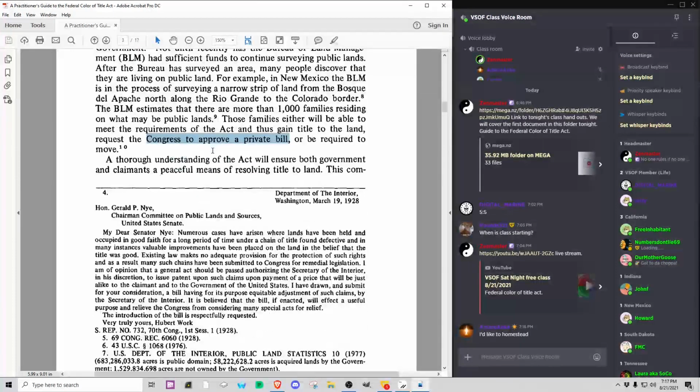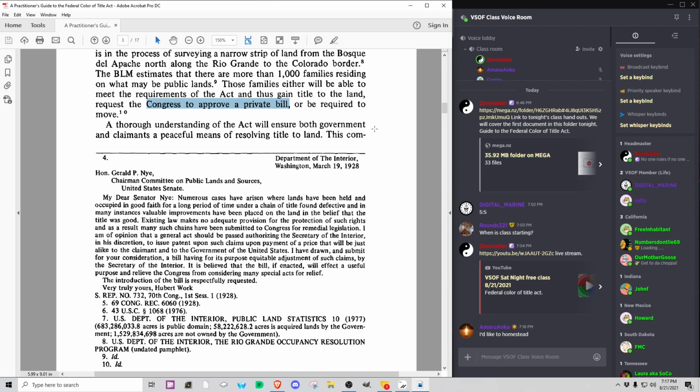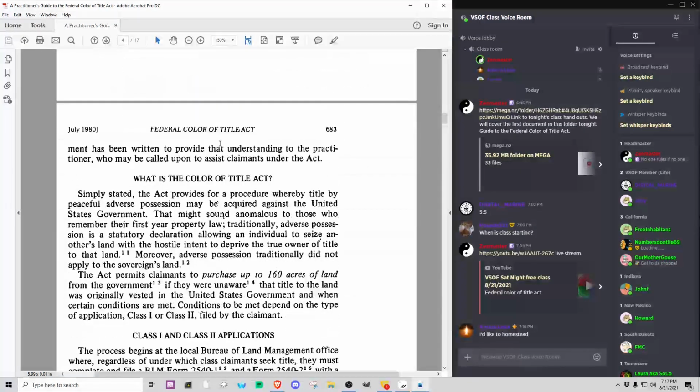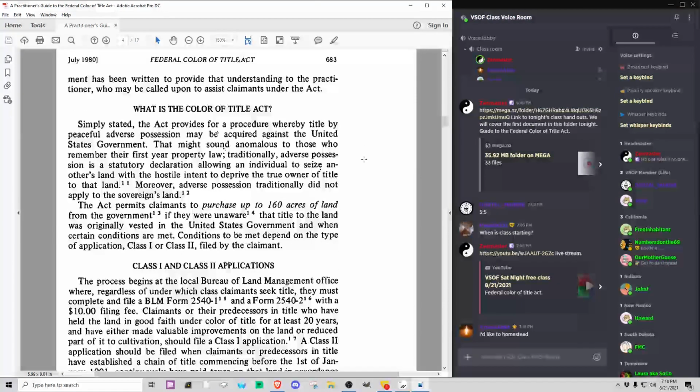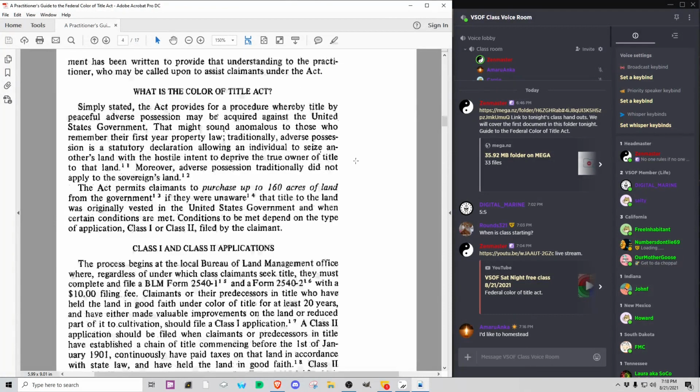Okay, so to continue, a thorough understanding of the act will ensure both government and claimants a peaceful means of resolving title to land. This comment has been written to provide that understanding to the practitioner who may be called upon to assist claimants under the act. What is the Color of Title Act? Simply stated, the act provides for a procedure whereby title by peaceful adverse possession may be acquired against the United States government. Well, guess what?